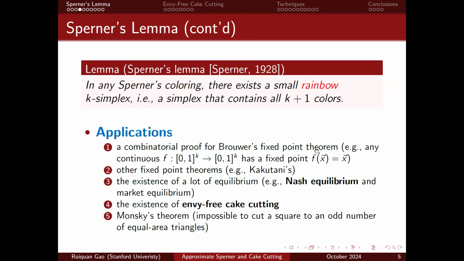This lemma has a lot of applications in mathematics and game theory. It was first introduced to give a combinatorial proof for the famous Brouwer's fixed point theorem in topology. Then many variants of fixed point theorems were proved, which lead to the existence theorem of Nash equilibrium and N-way-free K-cutting in game theory. Besides these existence results, Sperner's lemma is also used to establish an impossibility result, the Monsky theorem. Because of the wonderful applications of Sperner's lemma, it is very interesting to study if we can find a rainbow simplex efficiently.